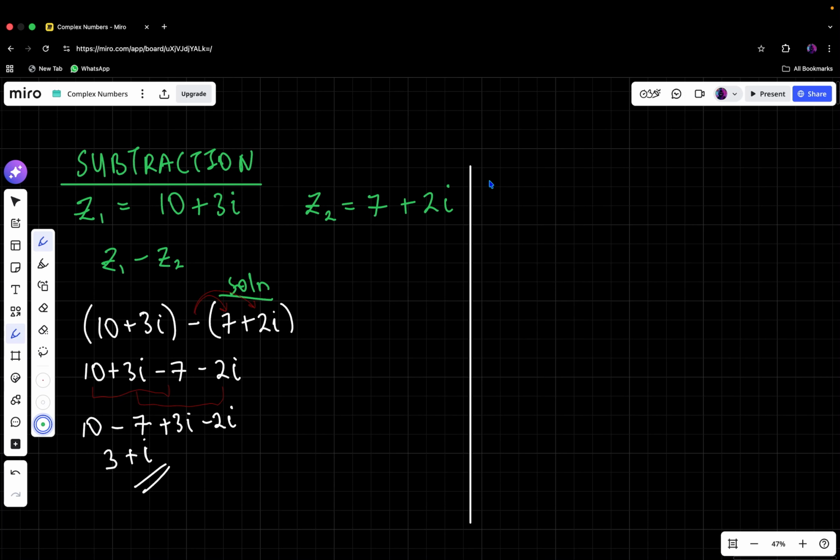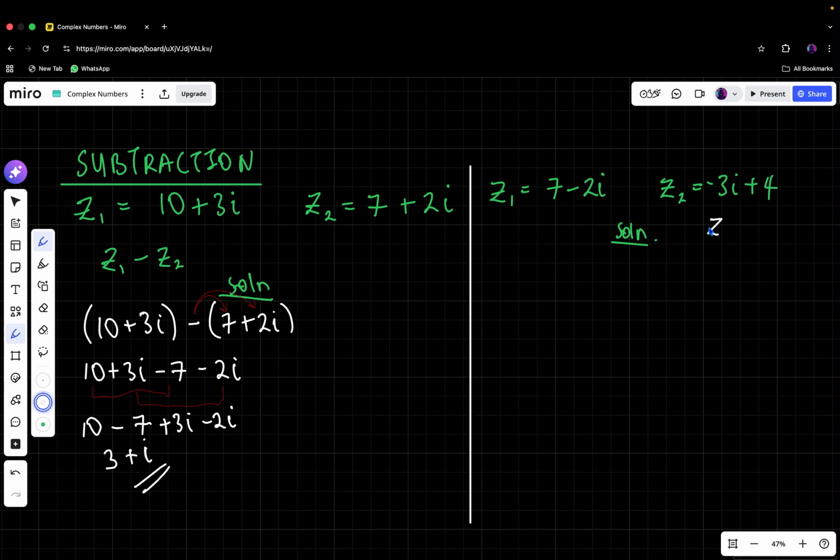So if we're given z1 to be 7 minus 2i, and then we are given z2 to be minus 3i plus 4. Here's a mistake you might make. Don't just rush into solving the problem. You might need to polish it up a bit.